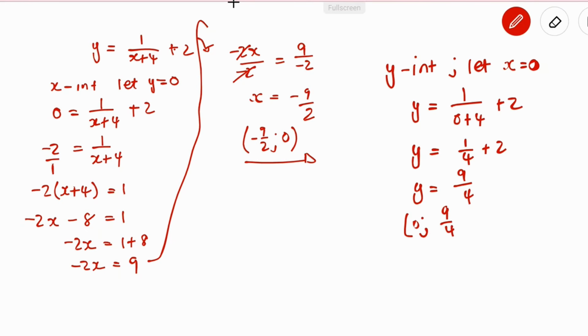Did everyone get this as their y-intercept? Hello? Yes, ma'am. Okay. So everyone understands how to get your x- and y-intercept, right? Yes, ma'am. Okay, cool.